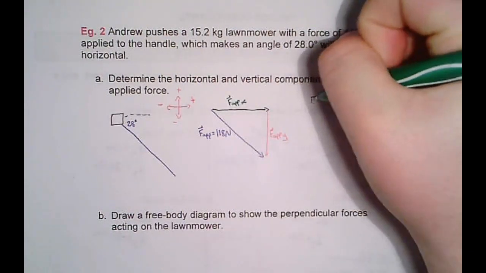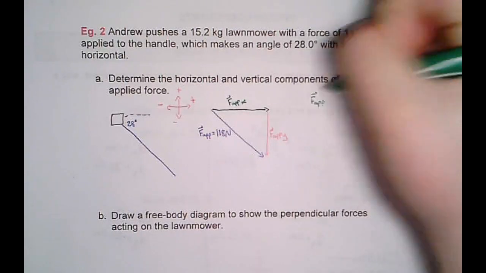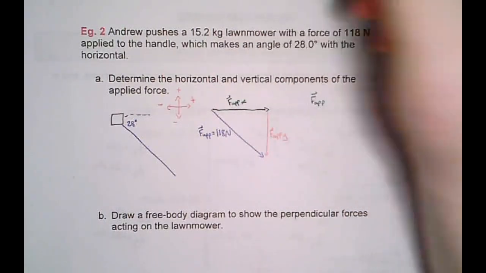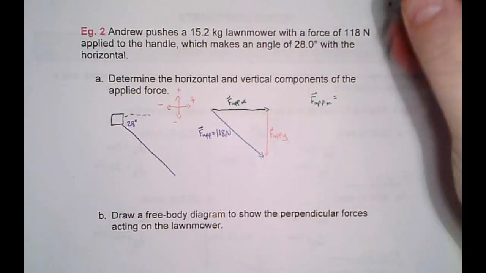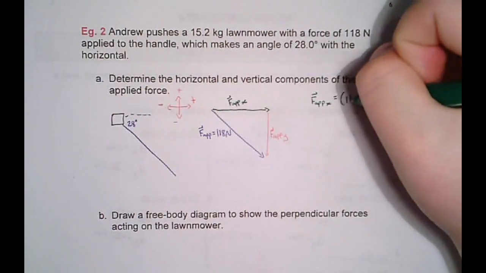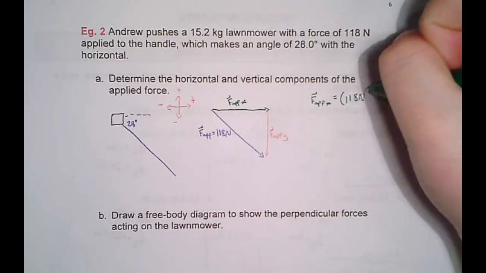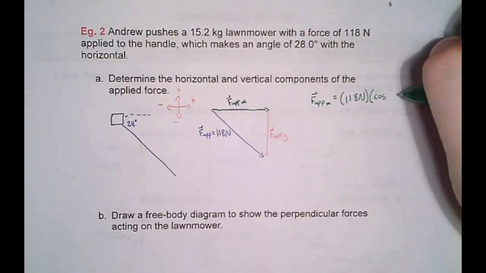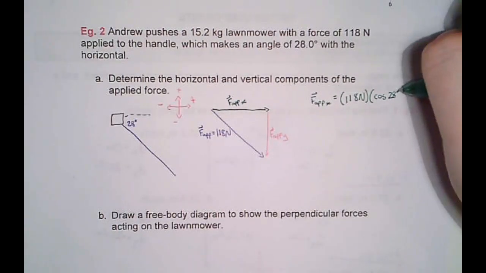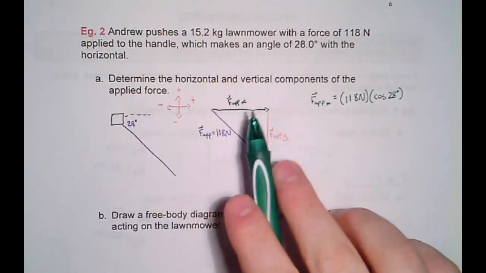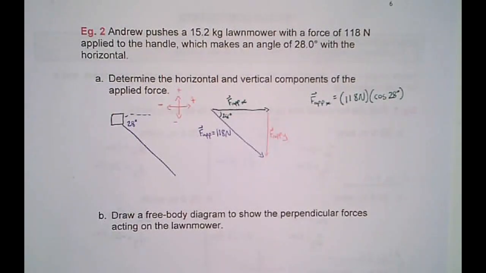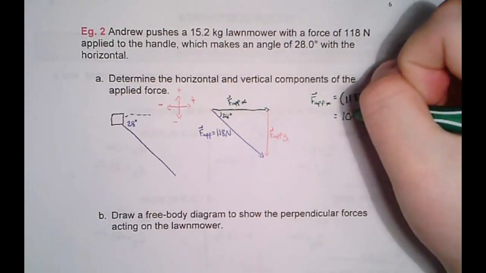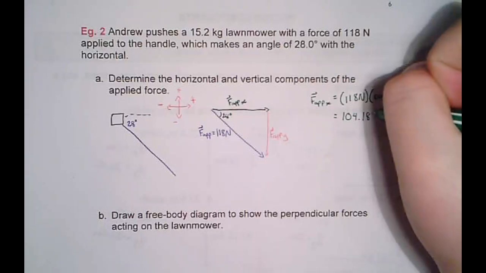All right, so let's do the applied force first for the x component. To find our applied force, we are just going to use our SOHCAHTOA tricks. So again, I'm not going to even show you the steps. We've done it a million times, but it's 118 newtons times the cosine of 28 degrees. That's that angle there, right here. This is 28 degrees. So when you plug that into your calculator, you'll find the x component is equal to 104.188 newtons.